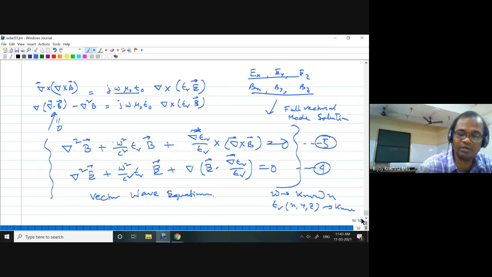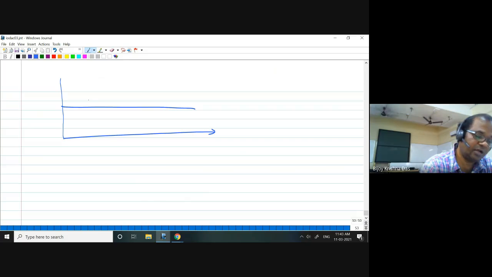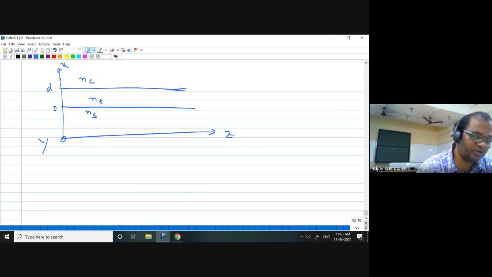Okay, now we go back to our previous concept again, the 1D waveguide. So here, this is your NF, this is your NS, and this is your, say, NC, and this is 0, this is D, and this is the x-axis, this is the z-axis, and this is your y-axis, right? So this is the consideration I have considered.